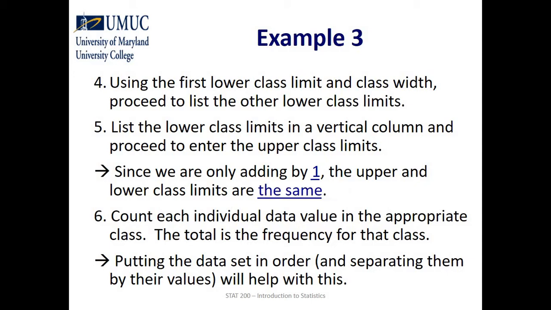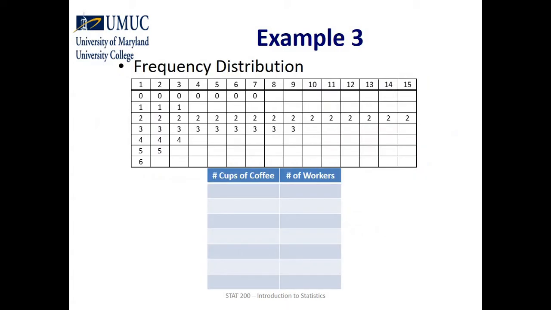All right, step 6 here, count each individual data value in the appropriate class. The total is the frequency for that class. All right, that should all make sense. This is what we did last time. We're just kind of revisiting it, and then we're going to expand this to do a histogram. Putting the data set in order and separating them by their values will help. So here, I've done this for you. This is nice, okay.